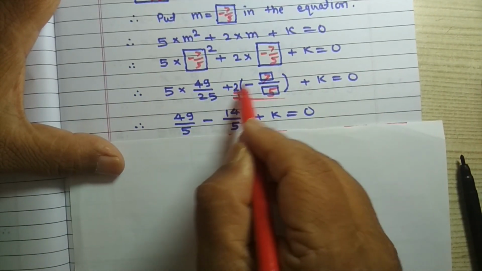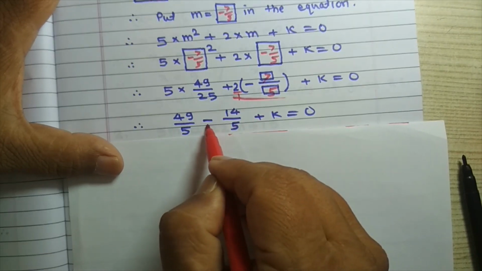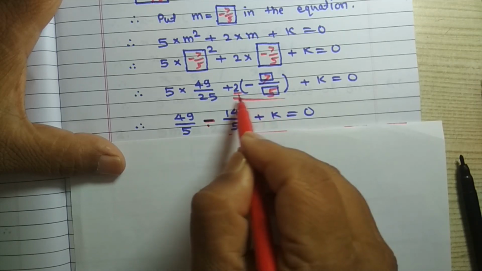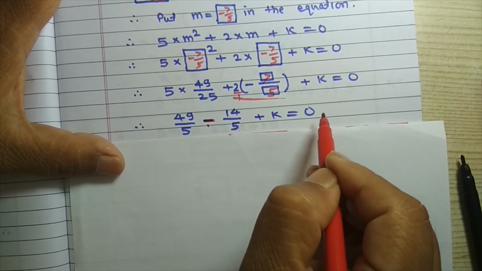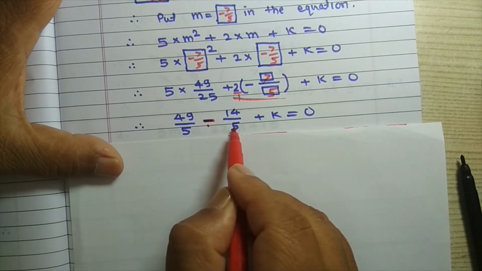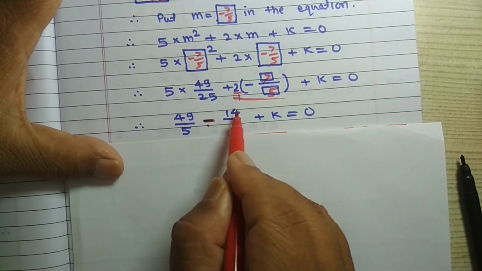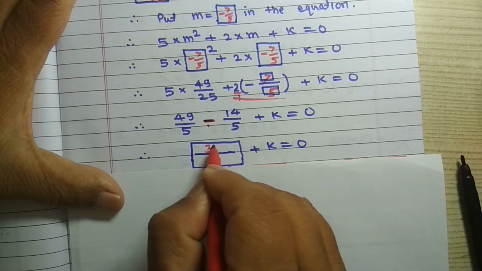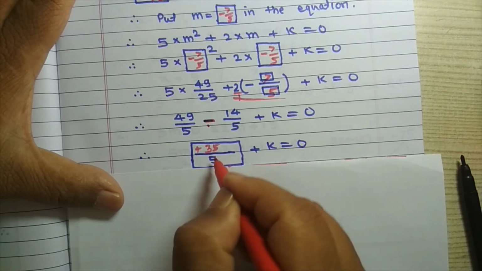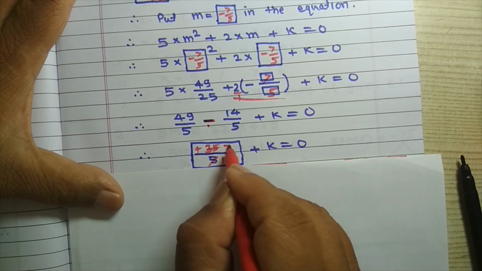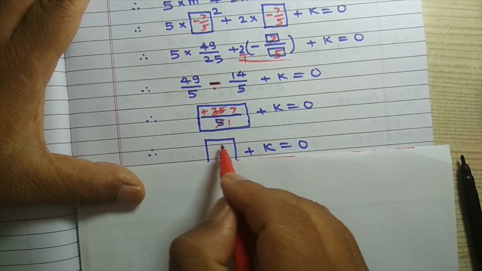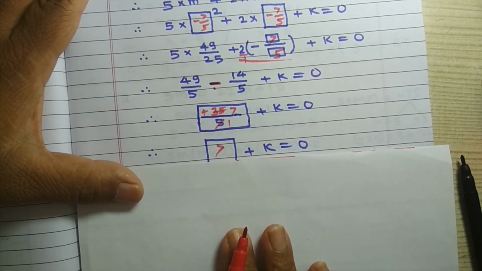49 upon 5. 2 sevens are 14, plus into minus is the minus sign. Okay, this is the minus sign. 2 sevens are 14 and 5 ones are 5. Plus k is equal to 0. See here, the denominator is the same. Okay, subtraction of the numerators. 49 minus 14 means that is 35. We know the sign of the larger number is plus. Okay, again simplify. 5 sevens are 35, so 7 upon 1 is the answer, means that is 7 plus k is equal to 0.